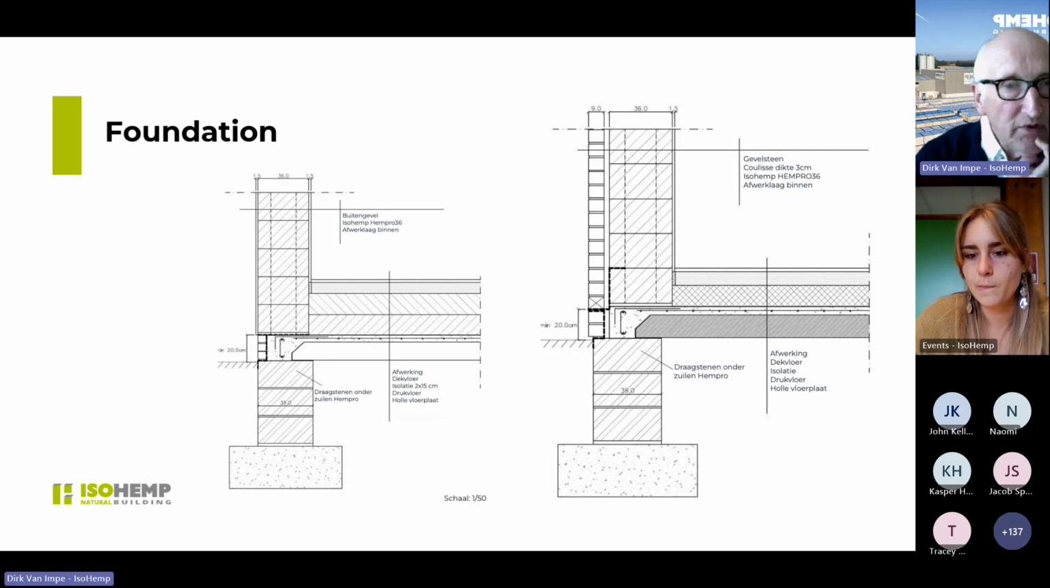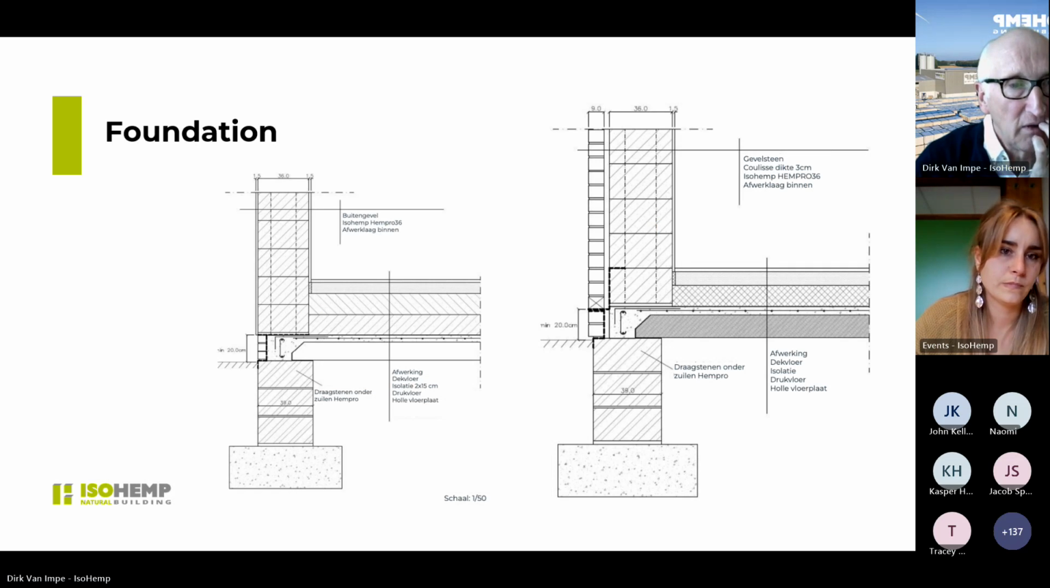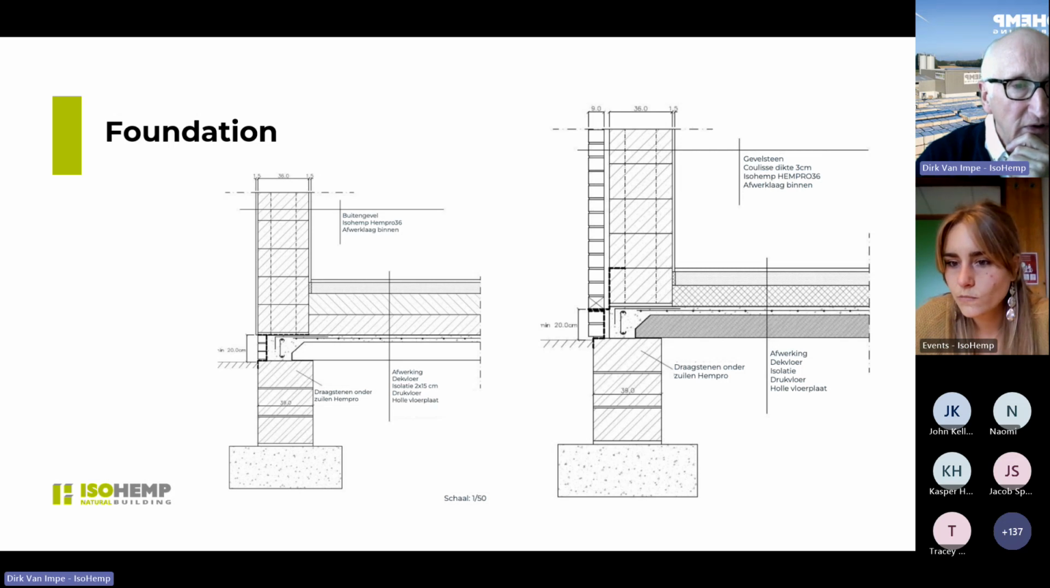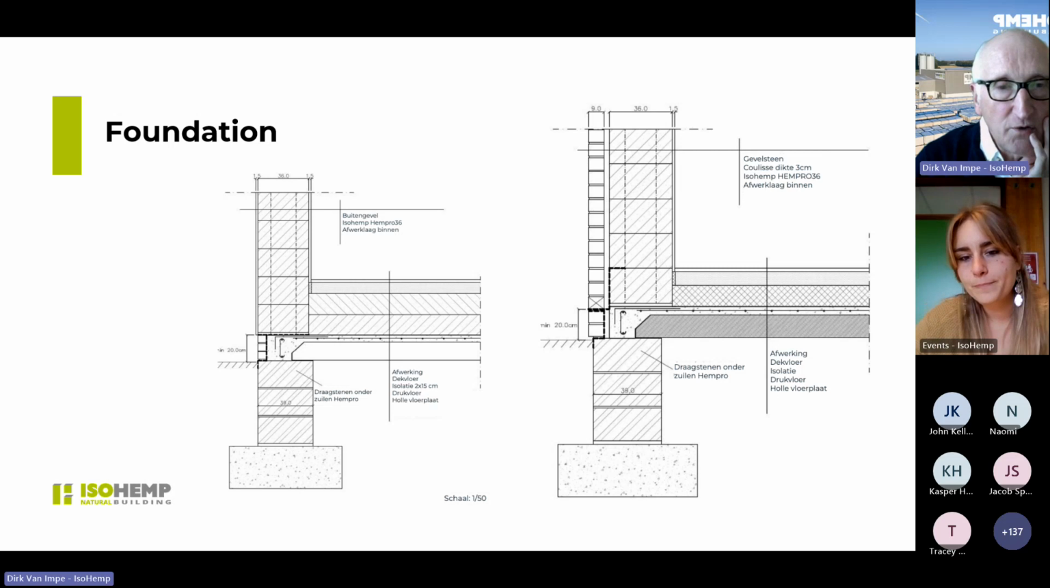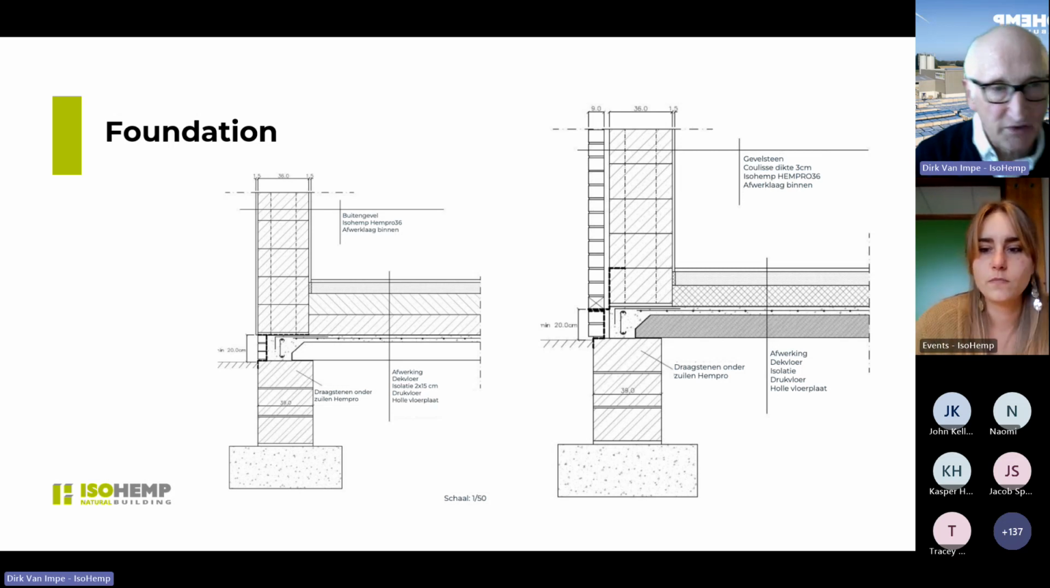You see more in detail how it's connected to the foundation. You see here the steels coming from the foundation directly to fix it. Here you see the detail 20 centimeters above ground level. This is with an insulated concrete floor, and this is with a normal concrete floor with insulation afterwards. So the insulation is above, and here is the insulation beneath the flooring.